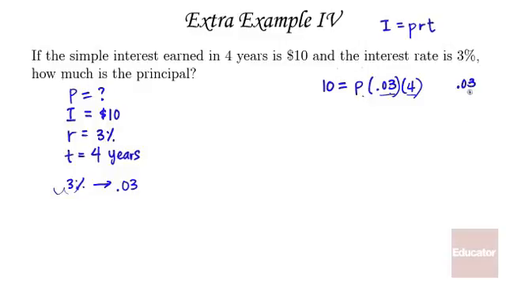0.03 times the 4. 3 times 4 is 12. 0 plus 1 is 1. How many numbers are there behind decimal points? 2. So you start here, you go 1, 2. There's my number, 0.12. So it's as if this whole thing, when I multiply these two numbers together, gave me 0.12. So let me just write it again and write 0.12 instead of that number.